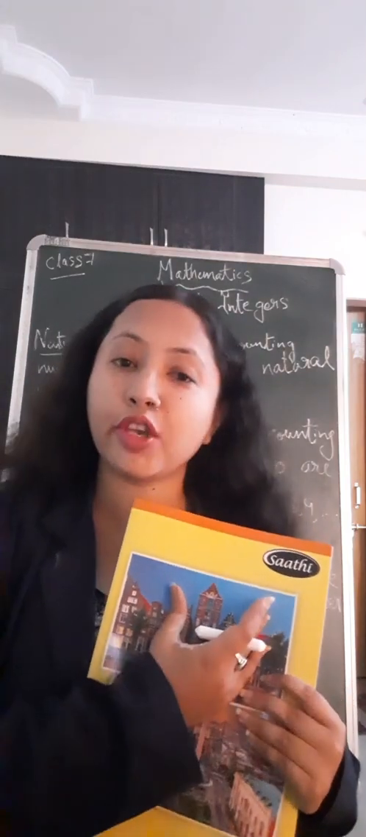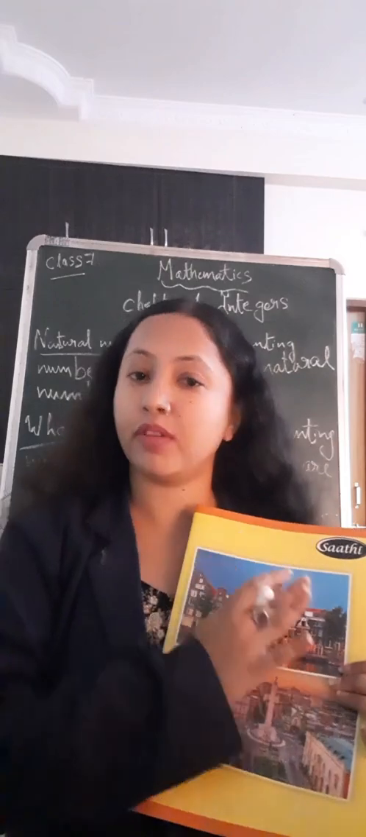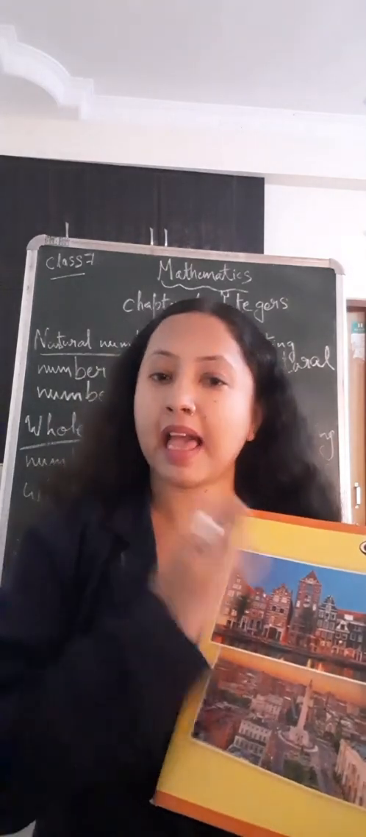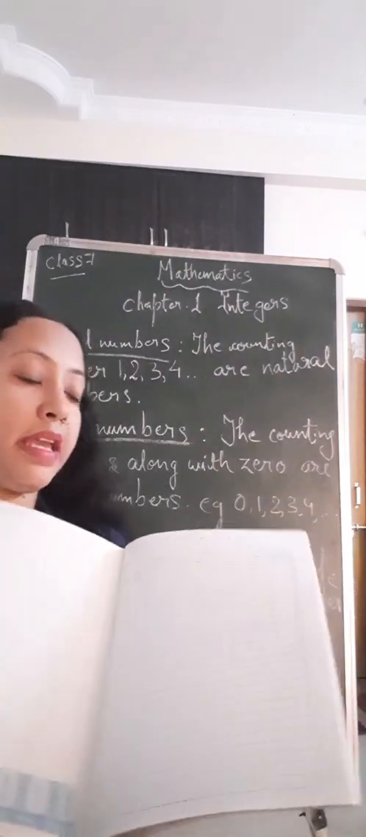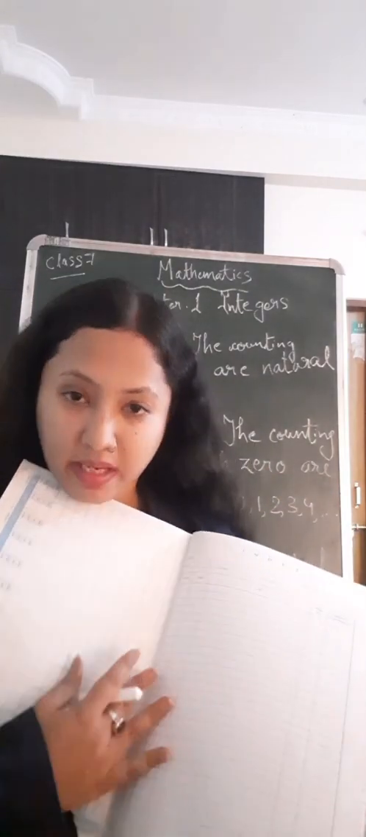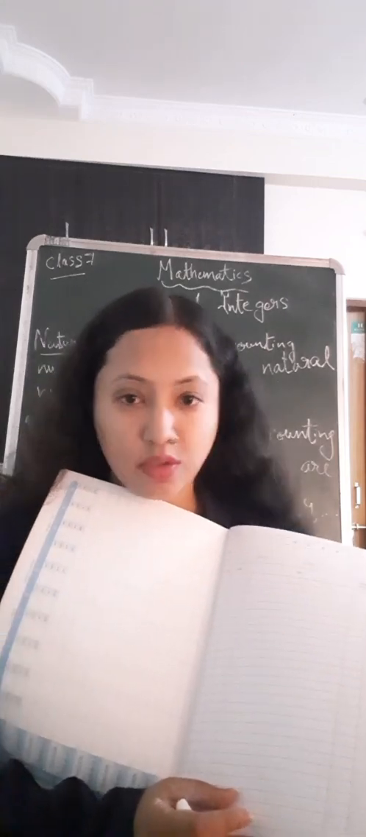You will be placing your name slip over the notebook, and you will be writing your name, class and school name neatly. Now children, the very first page is our index page. You will have to maintain this index page very properly.